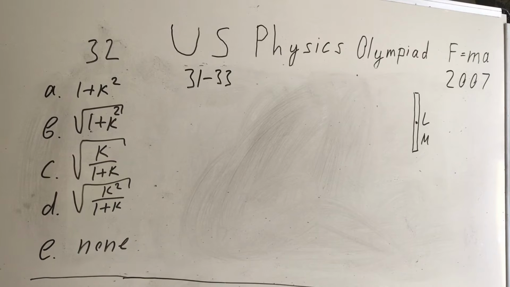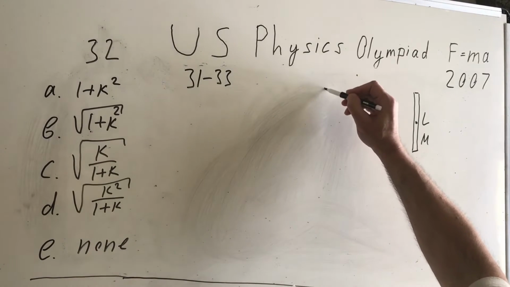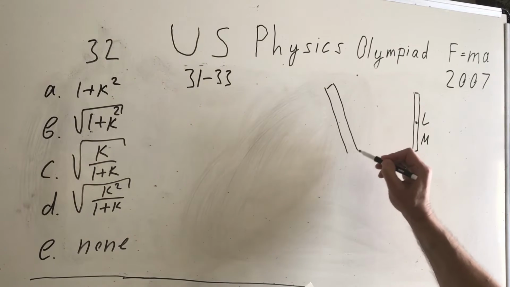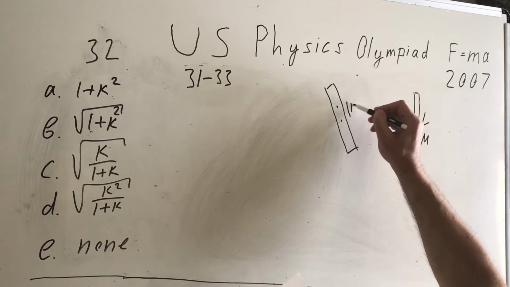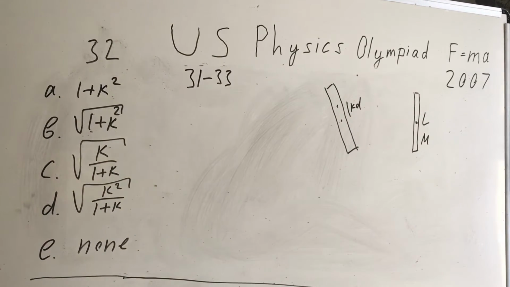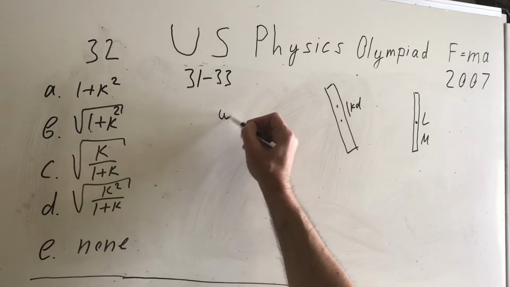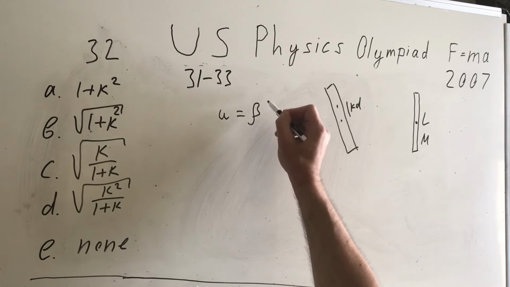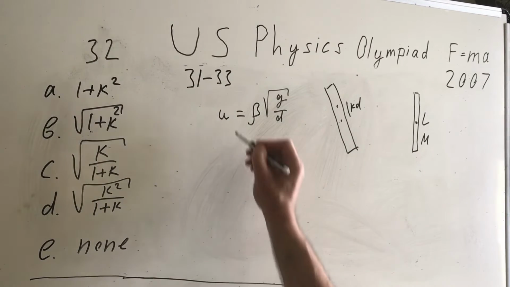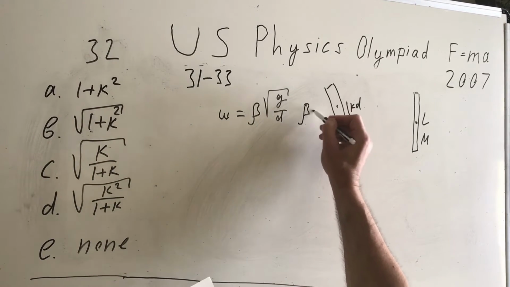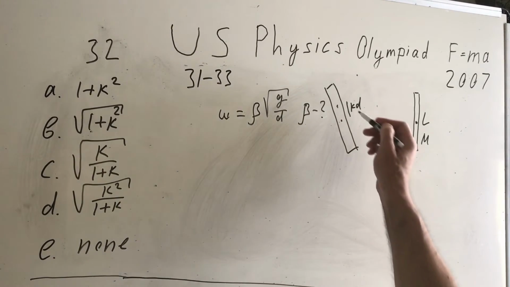Problem number 32. Now the rod is suspended from a point at distance kd from the center. This point, this distance kd, and it undergoes small oscillations with the angular frequency omega equal to beta root g over d. We need to find what the coefficient beta is in terms of k.